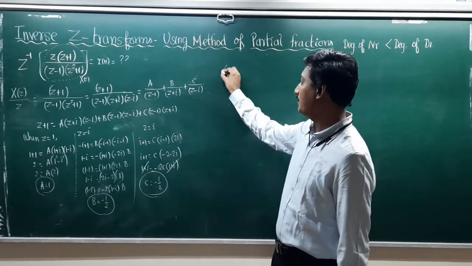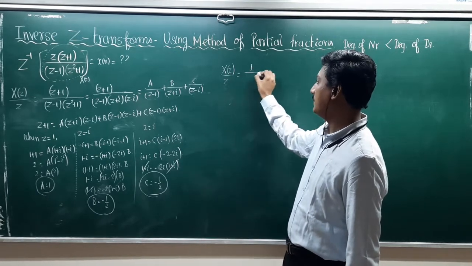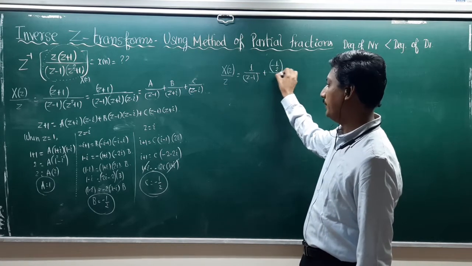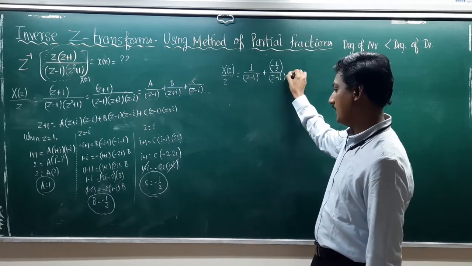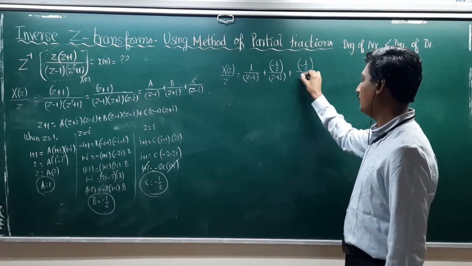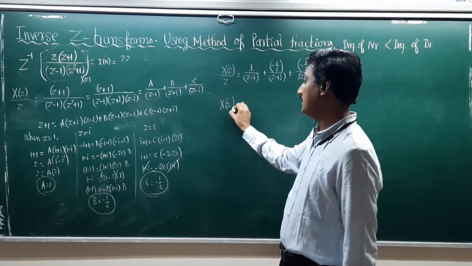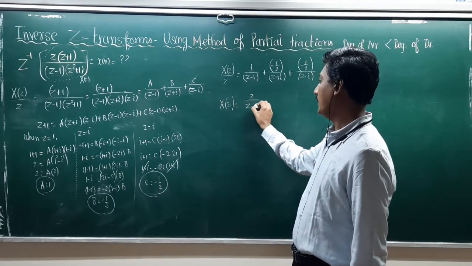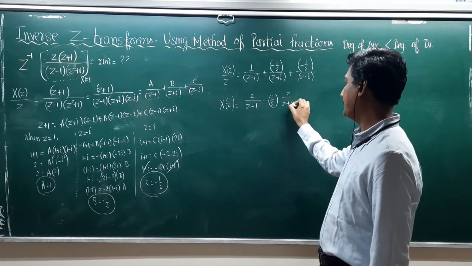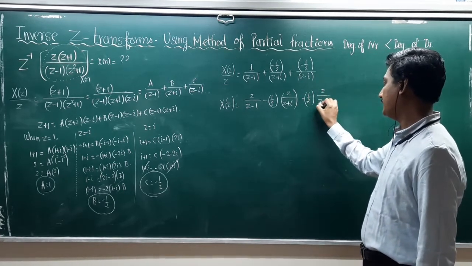Now this step becomes X of z by z is equal to a, which is 1, so 1 by z minus 1, and b is minus 1 by 2, so minus 1 by 2 by z plus i. And c is also minus 1 by 2 by z minus i. Now multiply the z to the next term using the z inverse, we get the answer. So it is z by z minus 1, minus 1 by 2 into z by z plus i, then minus 1 by 2 into z by z minus i.